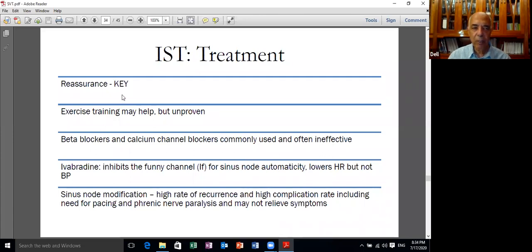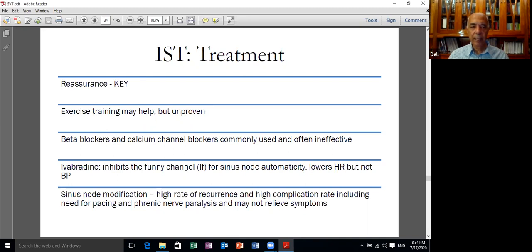Reassurance is an important point. You need several visits with the cardiologist in order to build a good rapport with the patient. He must trust that this is not going to produce cardiomyopathy, it's not a risky condition, and the treatment is actually very difficult. Exercise training may help, but usually this is unproven. You can use beta blockers or calcium antagonists, but most of the time they are not effective.